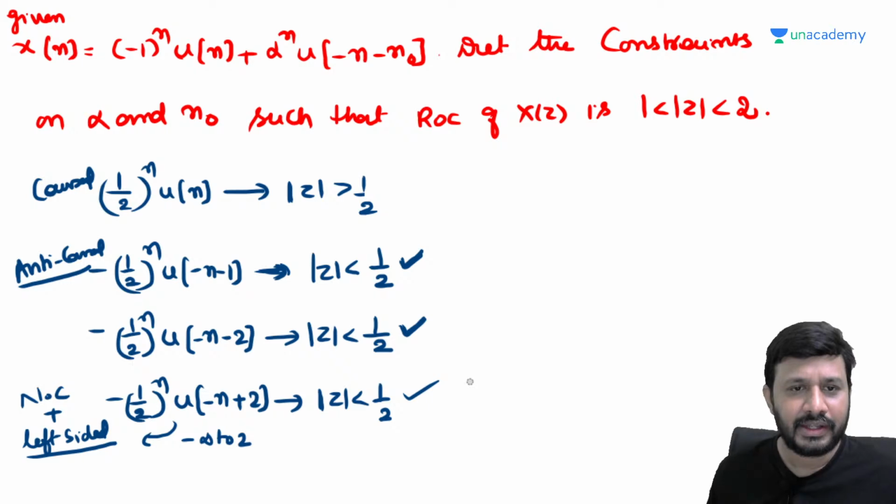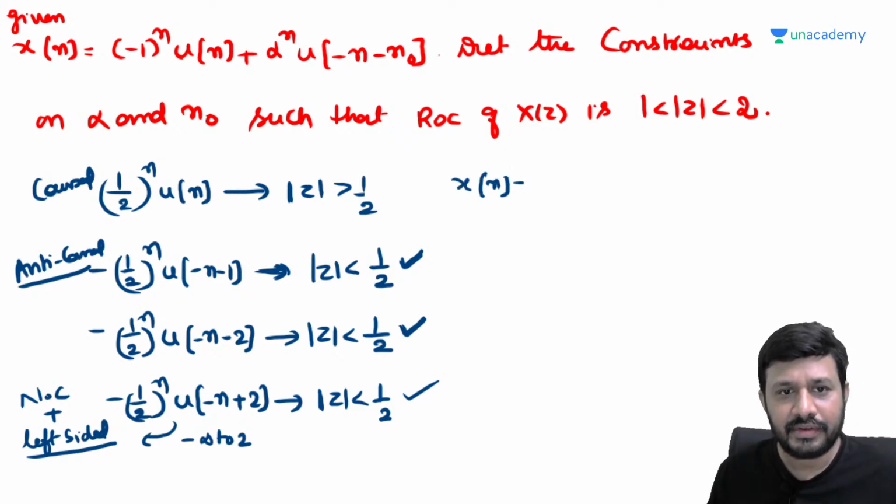So if you observe, irrespective of the values of the shift here, minus 1, minus 2, plus 2, I am going to get the same ROC. Now come to our problem.